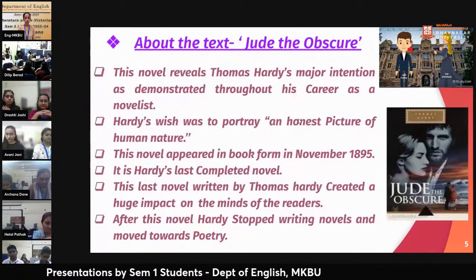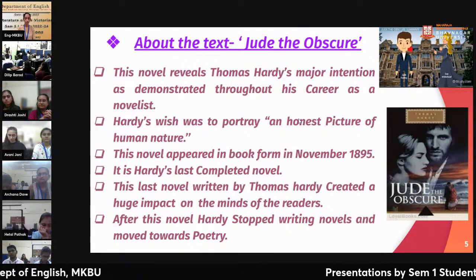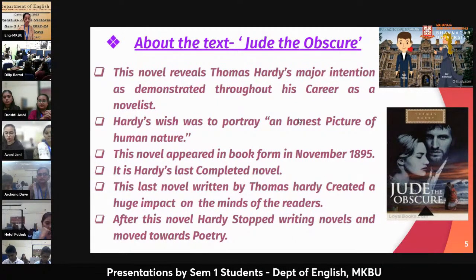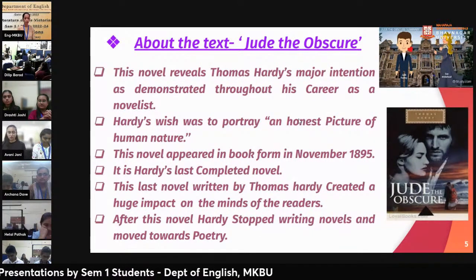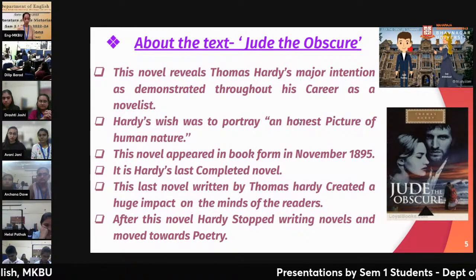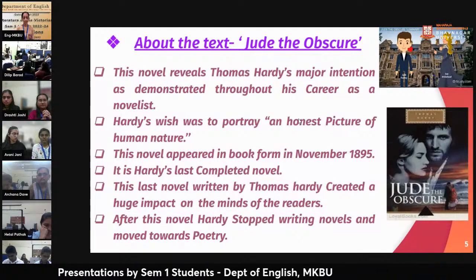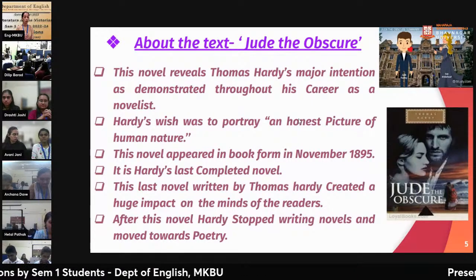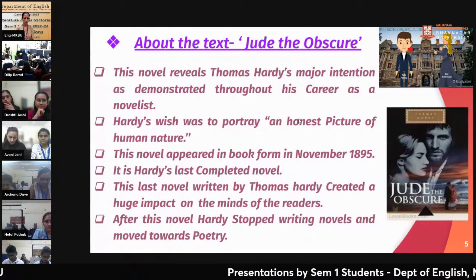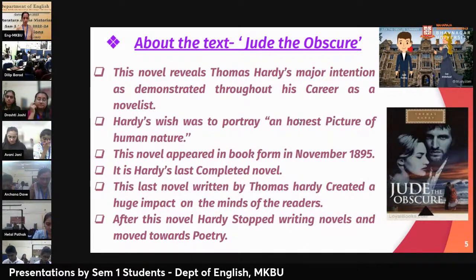About the text, Jude the Obscure. This novel reveals Thomas Hardy's major intention as demonstrated throughout his career as a novelist. Hardy's wish was to portray an honest picture of human nature. This novel appeared in book form in November 1895. It is Hardy's last completed novel. It created a huge impact on the minds of the readers. After this novel, Hardy stopped writing novels and moved towards poetry.